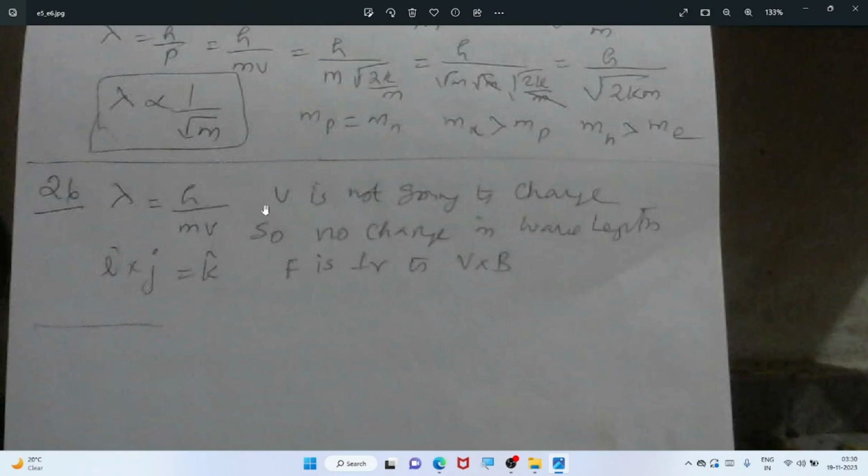So this velocity is not going to change in the magnetic field. Force is perpendicular to v and B. So since the velocity is not going to change, λ won't change.